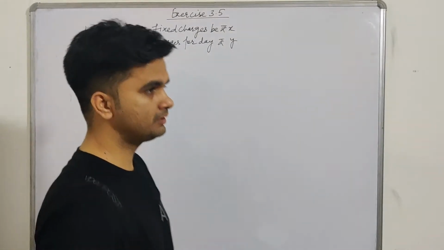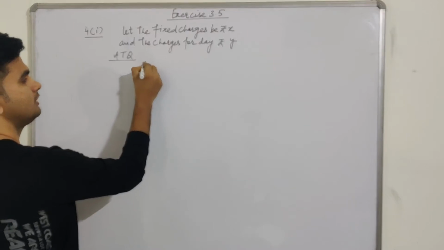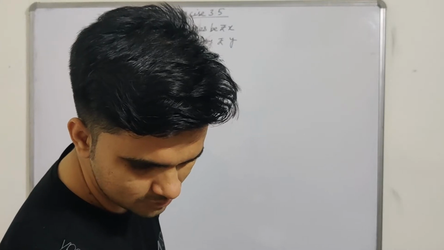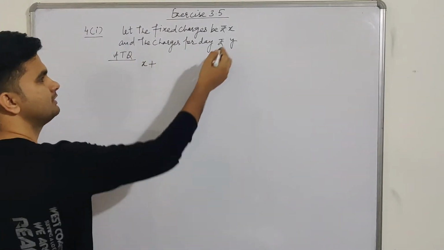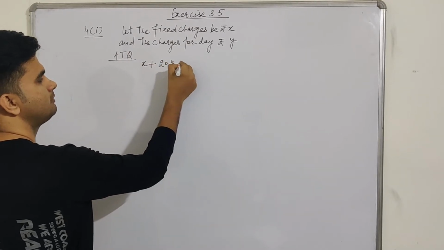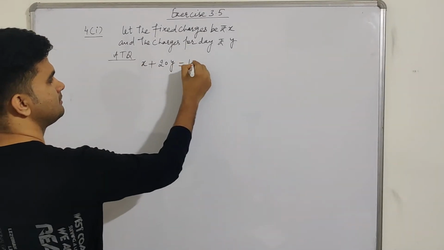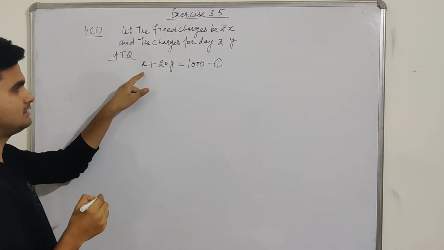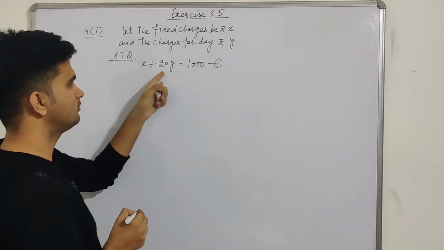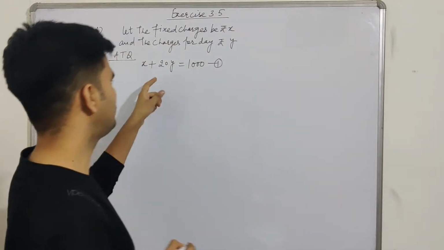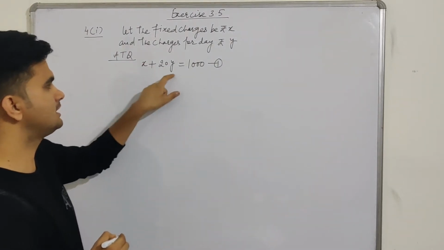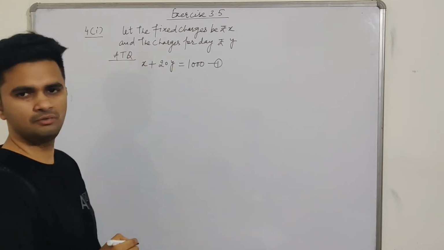Student A takes food for 20 days and he has to pay rupees 1000. It means student A has to pay fixed charges X, and since he takes food for 20 days, he has to pay 20Y rupees. It means total charges paid is equal to rupees 1000, right? X is fixed charges and Y is charges per day. So A student has taken food for 20 days, it means total food charges are 20 into Y. So total charges X plus 20Y is equal to 1000.